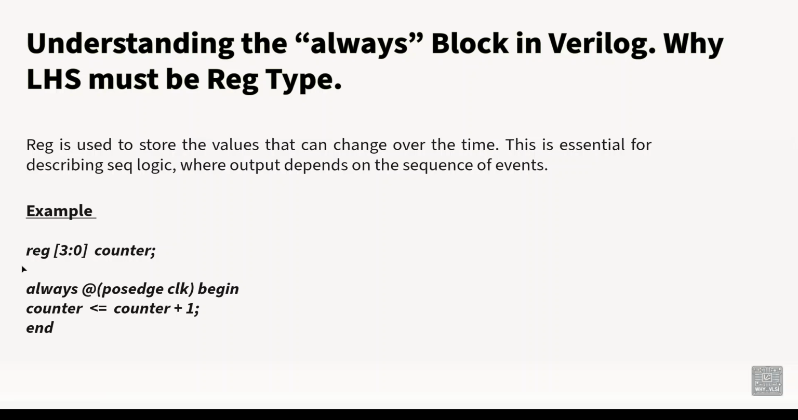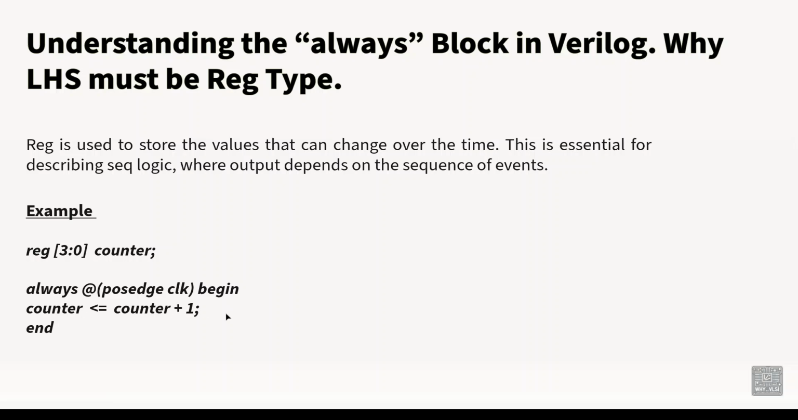So the tool will start reading this always block. Whenever the posedge of the clock comes, the tool will go inside this block, read this line, and come out of the always block. Once we get the posedge of the clock, the tool will read and come out. After that, it will wait for the next posedge of the clock. Once the next posedge comes, again the tool will read this always block.